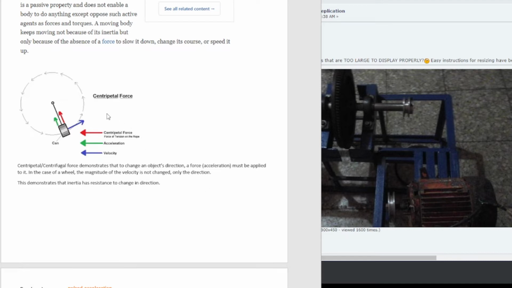how you can make a machine that works on the velocity resisting change of direction. The centrifugal force, that's what the centrifugal force is: the inertia of the weight resisting change of direction. Centripetal/centrifugal force demonstrates that to change an object's direction, an acceleration or a force must be applied to it. In the case of a wheel, the magnitude of the velocity is not changed, only the direction. This demonstrates that inertia has resistance to change in direction.